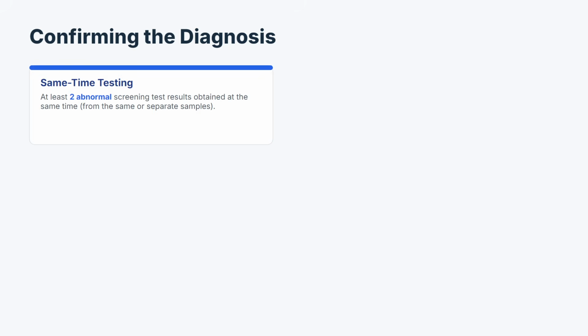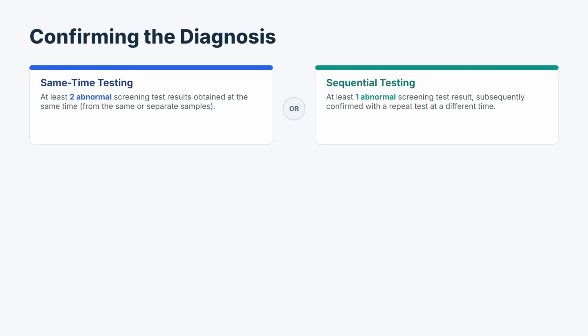Now, let's see the confirmation of diagnosis. So, in the absence of clear clinical features like osmotic symptoms or hyperglycemic crisis, confirmatory tests are necessary to establish the diagnosis. If there are osmotic symptoms or hyperglycemic crisis, only a single test can make the diagnosis and no confirmation is required. So, how to confirm the diagnosis? Either we can confirm at the same time during the first visit only. So, we need at least 2 abnormal screening test results obtained at the same time for the diagnosis, or we can use sequential testing. So, if one test is abnormal, we can repeat the same test after some time. If that is also abnormal, then we can diagnose diabetes.